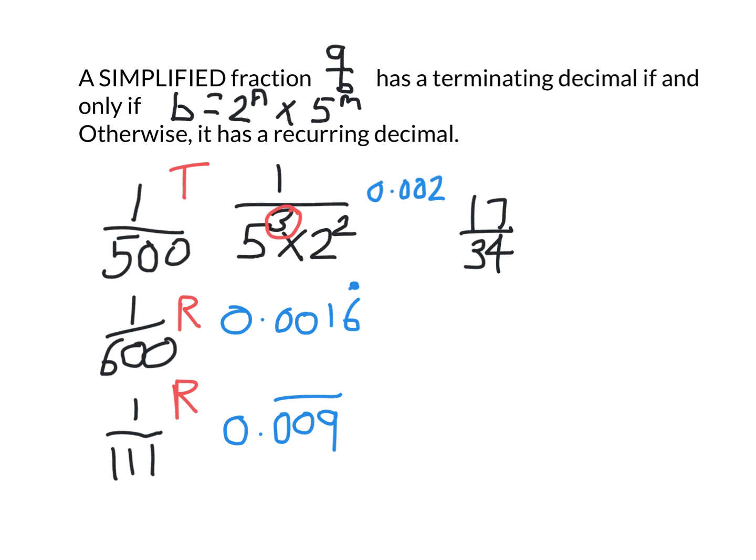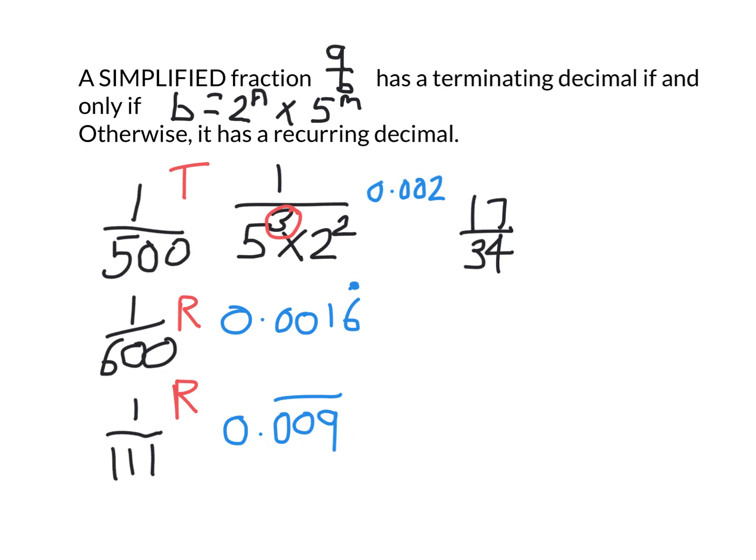We won't be tested on this, but just for interest, it's because 600 does have factors of 2 and 5. It also has a factor of 3. That's why it's recurring. But because it also has factors of 2 and 5, we get a decimal that has a terminating and recurring part. On the other hand, 111 is neither divisible by 2 nor divisible by 5, and that's why we only got a recurring part after the decimal.